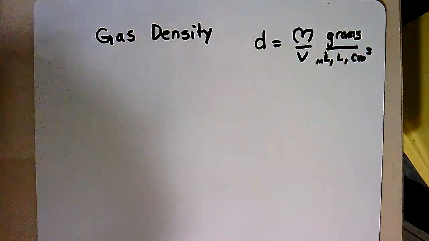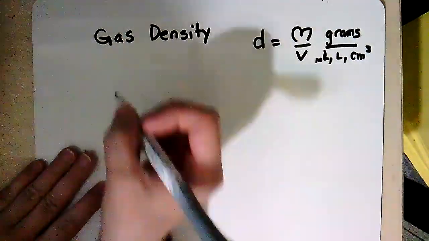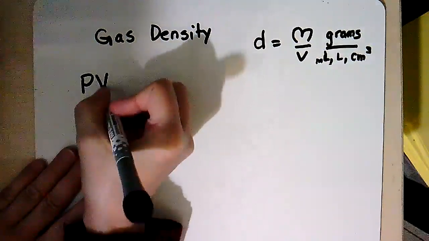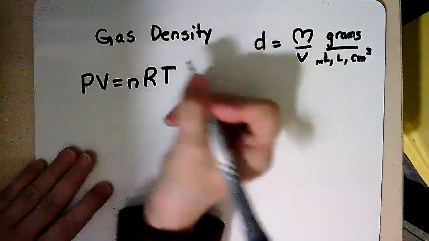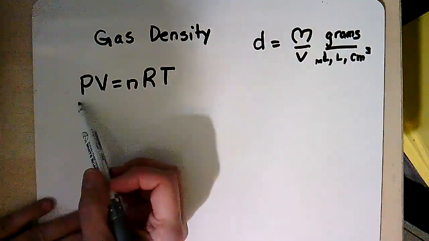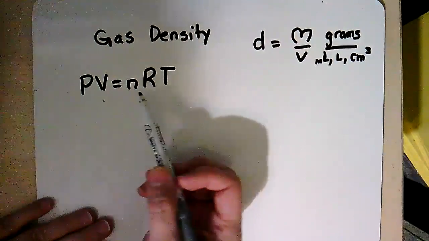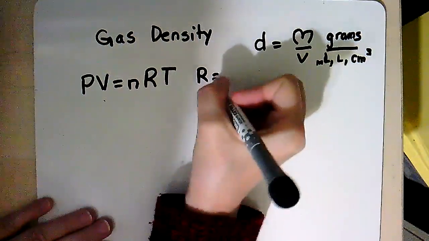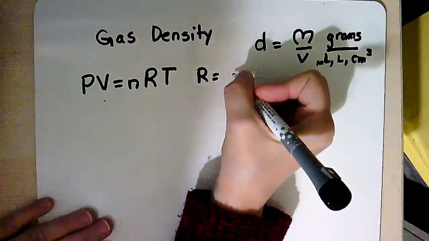Okay. Now, to derive a formula for gas density, we're going to begin with the ideal gas law. And let me remind you what each of these symbols stands for. So P for pressure, V for volume, N for number of moles, R is the ideal gas constant. So let's write down what that is. We're going to be using liters and atmospheres.